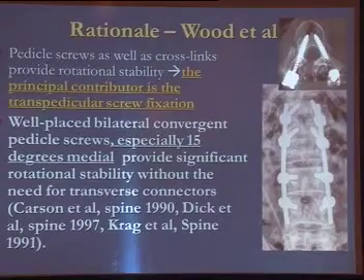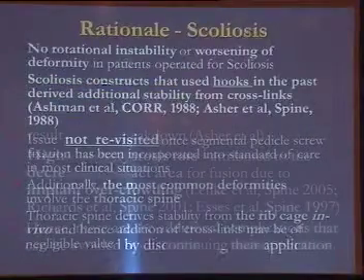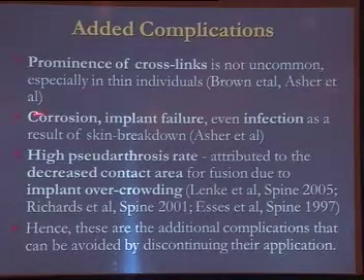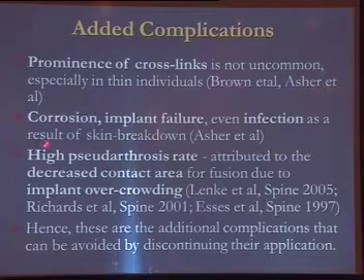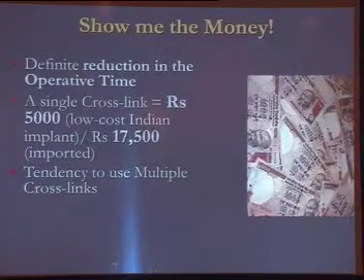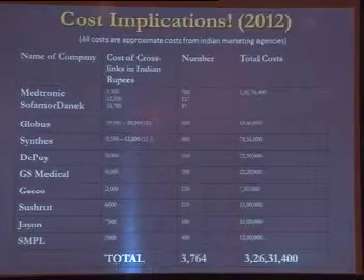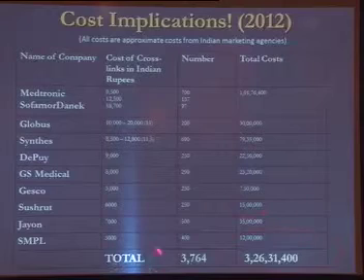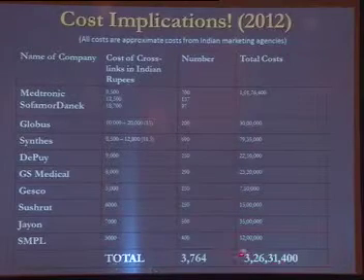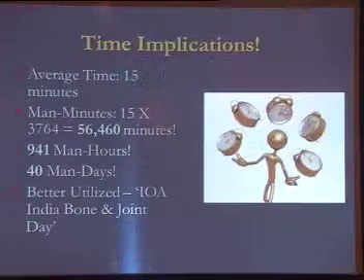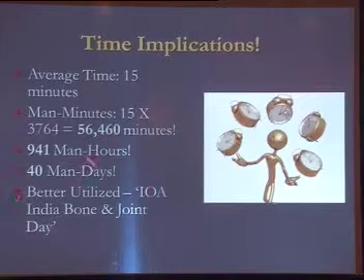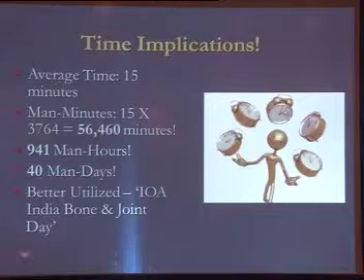I'll quickly come to the last. So in many etiologies, there is no need for the use of crosslinks. Prominence of crosslinks is not uncommon, especially in thin individuals. It causes corrosion, it causes non-union. There is a definite effect on the economics. And this is the amount of money spent in India on crosslinks. About 3.25 crores was spent on crosslinks last year. And when it comes to time, 40 man days were utilized last year for the use of crosslinks.